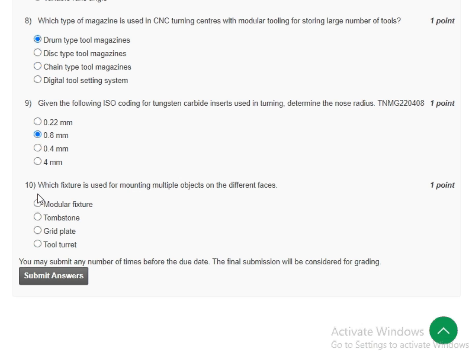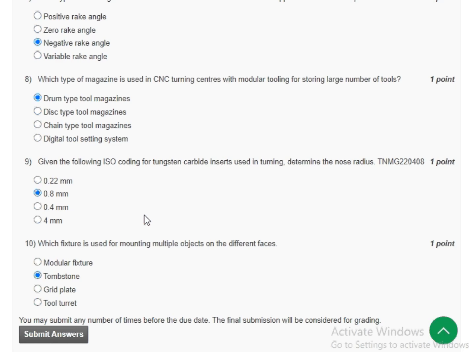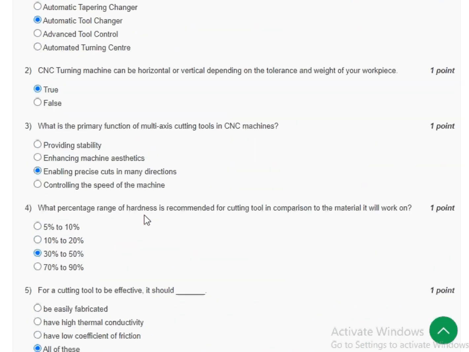Question number 10. Which fixture is used for mounting multiple objects on the different faces? Tombstone. Tombstone is the correct answer. So here is the solution of assignment 4 of SIM.